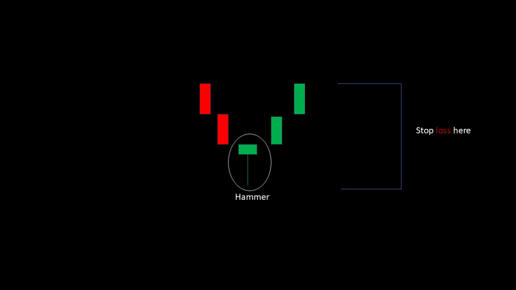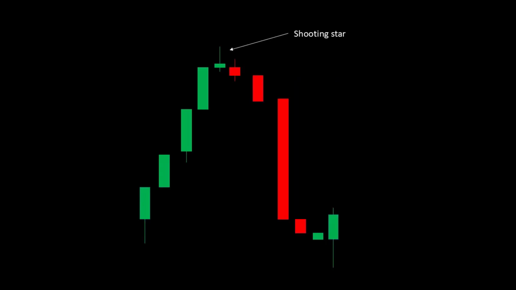A crucial thing about trading is that it's not only about seeing the pattern, it's about the context in which it appears. The shooting star is the bearish cousin of the hammer. It appears at the top of an uptrend and signals a possible reversal. It has a small body at the bottom, and it has a long upper wick which is at least twice the size of its body. Sometimes it has little to no lower wick.